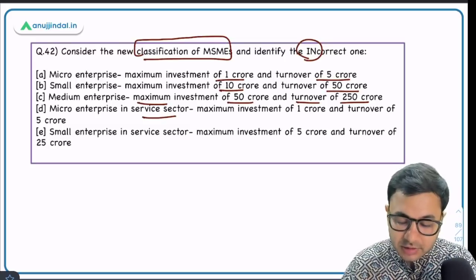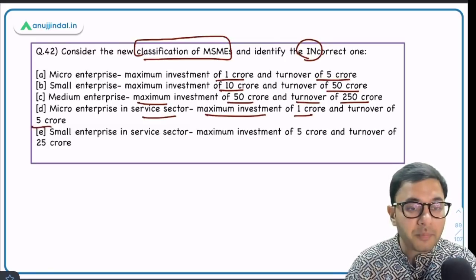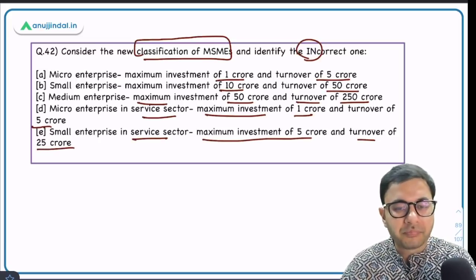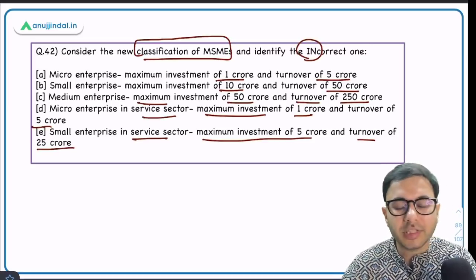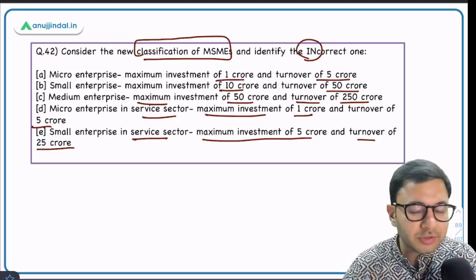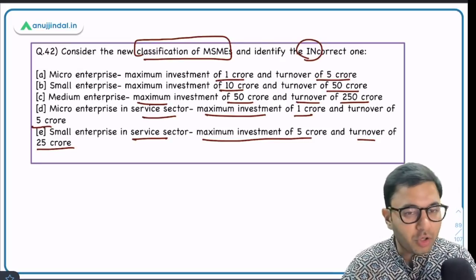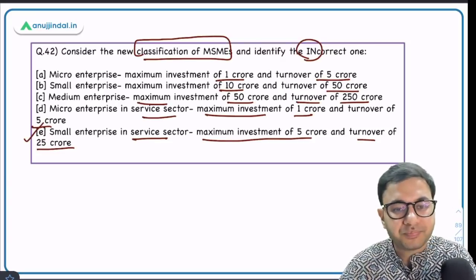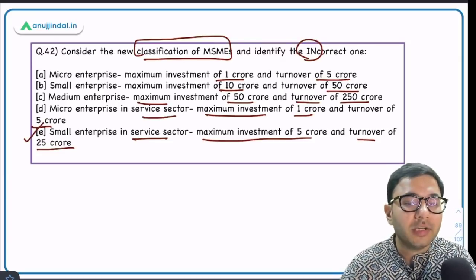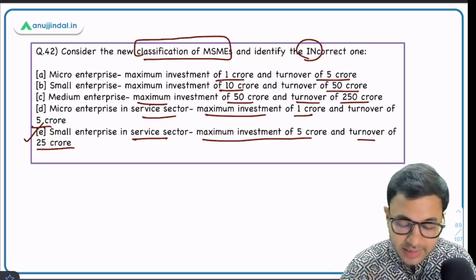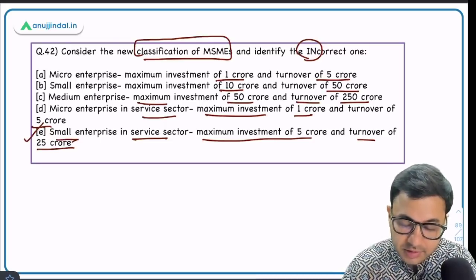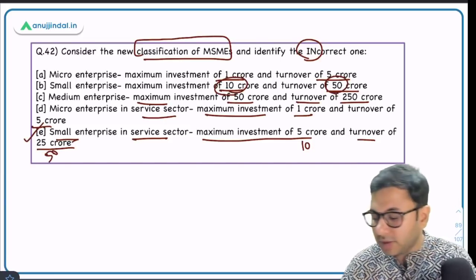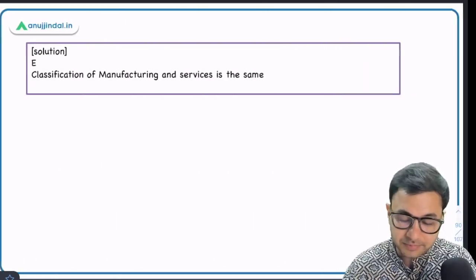Micro enterprise in service sector, maximum investment of 1 crore, turnover of 5 crore. Small enterprise in service sector, maximum investment of 5 crore, turnover of 25 crore. I hope you might have reached the answer till now. If you have reached the answer, write it on a paper, or you can type in the chat box as well. The correct answer option is option E. Option E is incorrect here because the investments now in the service sector and otherwise are the same. So small enterprise in service sector investment is the same as here, that is 10 and 50. So this will also be 10 and 50. Okay, that's why it is incorrect.